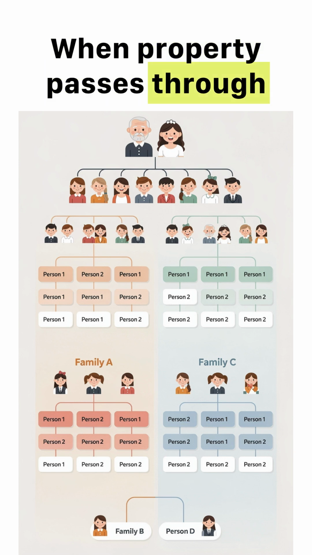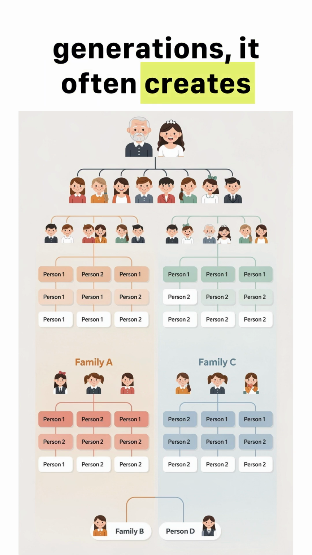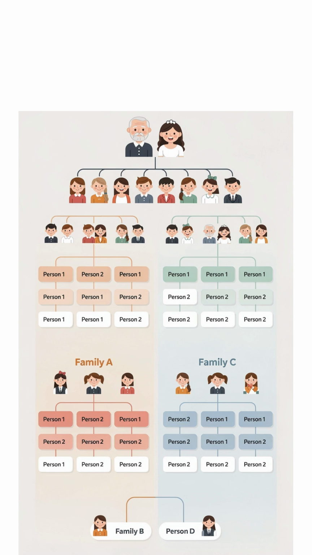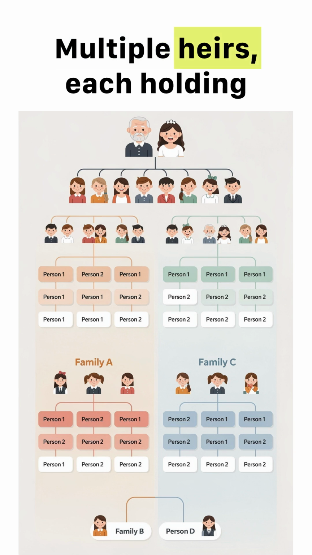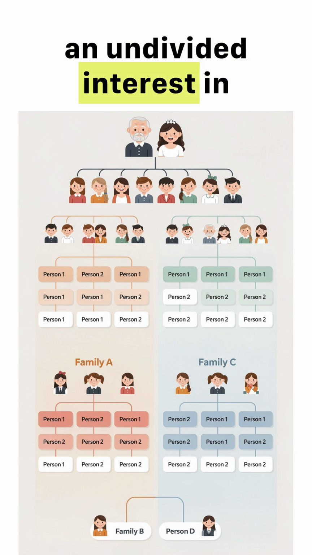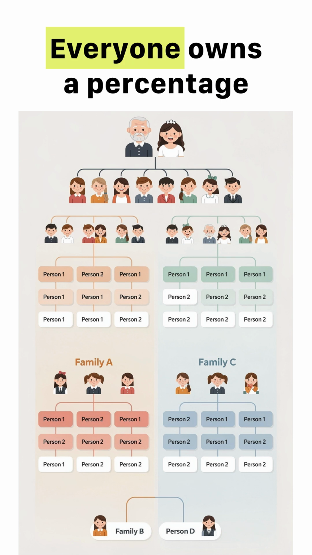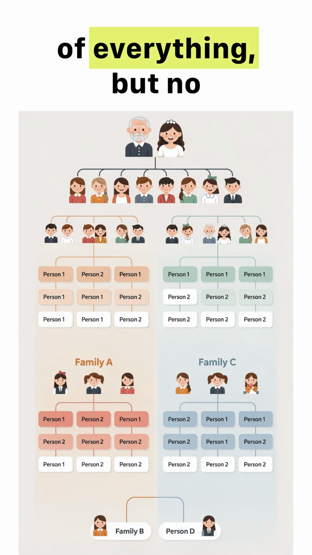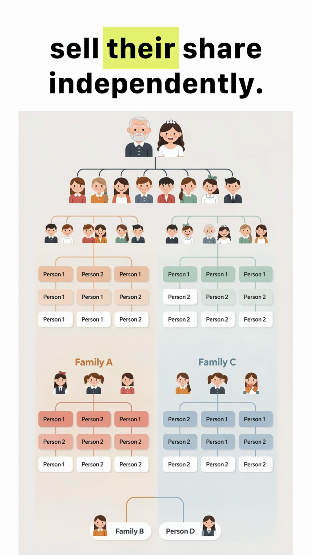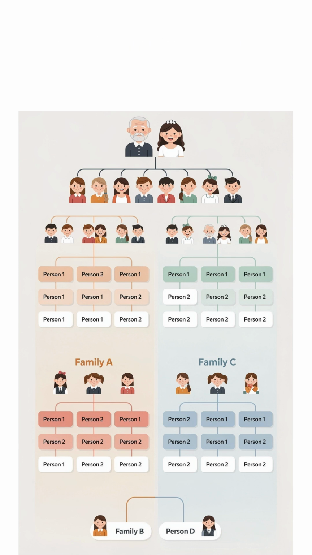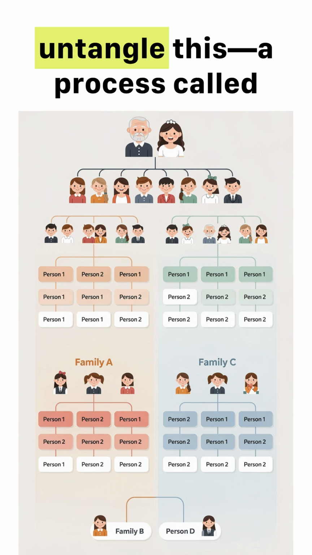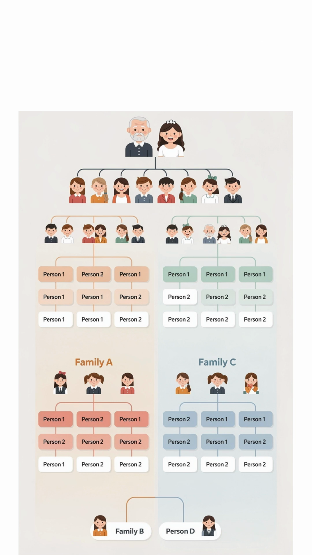When property passes through generations, it often creates a complex web of ownership. Multiple heirs, each holding an undivided interest in the same land. Everyone owns a percentage of everything, but no one can use or sell their share independently. We're going to walk you through how to untangle this, a process called partition.